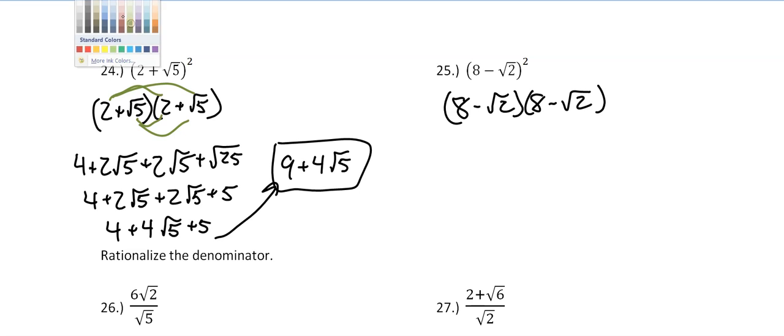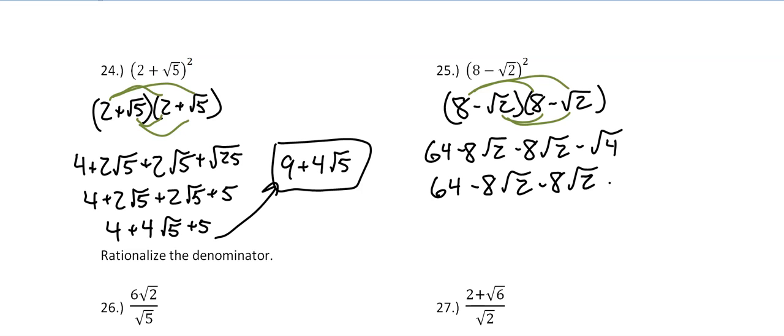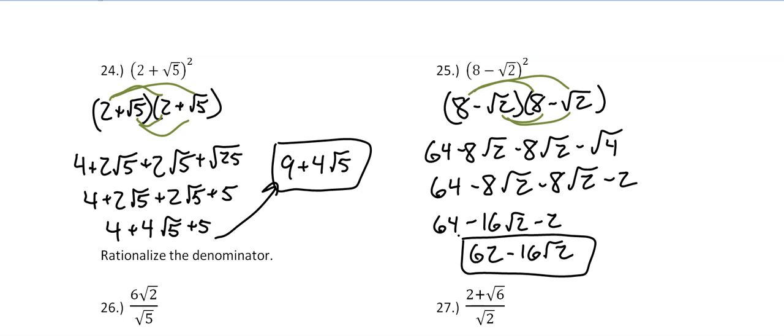And so now here I distribute this guy. And then I'm going to distribute this guy. And as I do that, I get a 64 minus 8 root 2 minus 8 root 2 minus the square root of 4. I simplify. I combine the like radical terms. And be careful here. These are both negative, so they're not going to cancel. They're actually going to give me a negative 16 root 2. And now I finish combining the rest of these terms. That's a 62 minus 16 root 2. Okay?